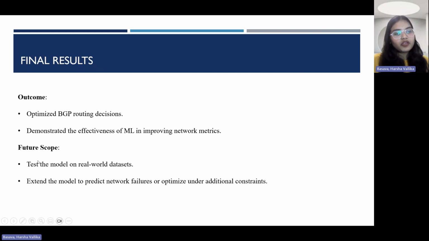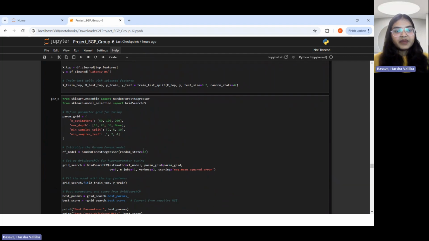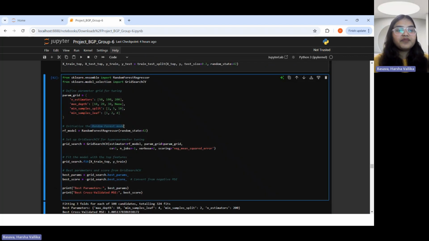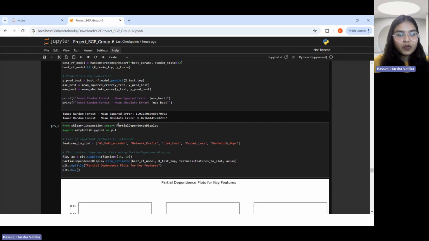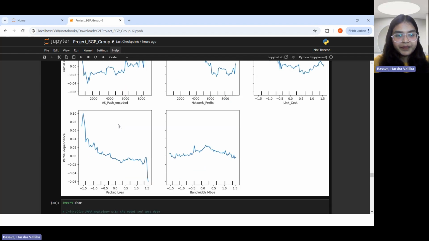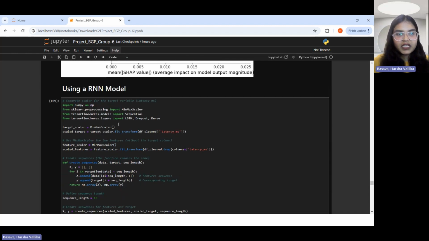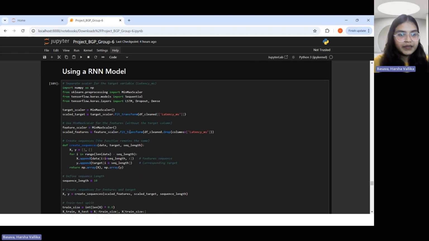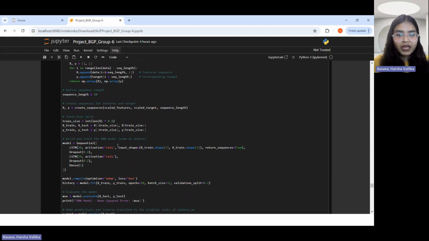So the final results of our project. Before going to the final results, let me quickly show you the model. As I mentioned, initially we did it using the random forest model. This is the code for that. And these are the partial dependence plots that we have plotted. And this is our final model using RNN. We have imported all the necessary libraries from the TensorFlow library.